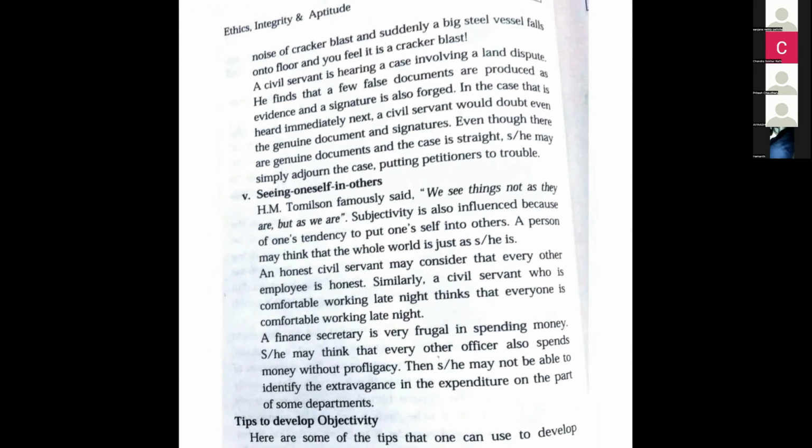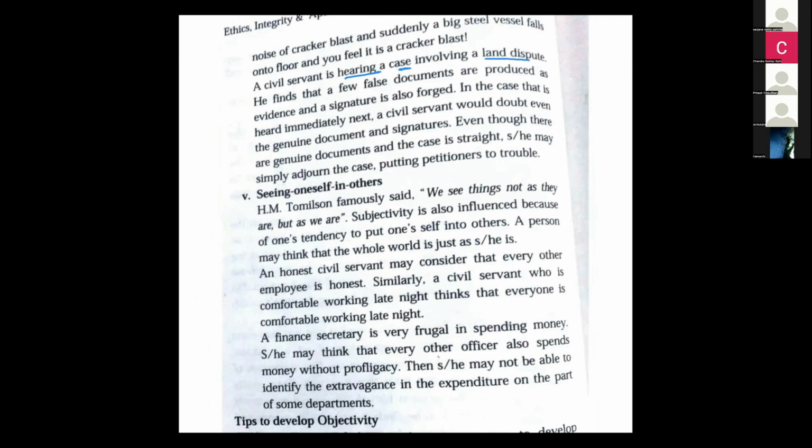A civil servant is hearing a case involving a land dispute. कोई एक land dispute हुआ है and civil servant is hearing a case. Okay, ठीक है. He finds that few false documents are produced as evidence and the signature is also forged. False documents produced हुआ है, signature भी forged हो चुका है. In the case that is heard immediately next, a civil servant would doubt even the genuine document and signatures. Even though there are genuine documents and the case is straight, he may simply adjourn the case, putting petitioners to trouble. होता है ना?